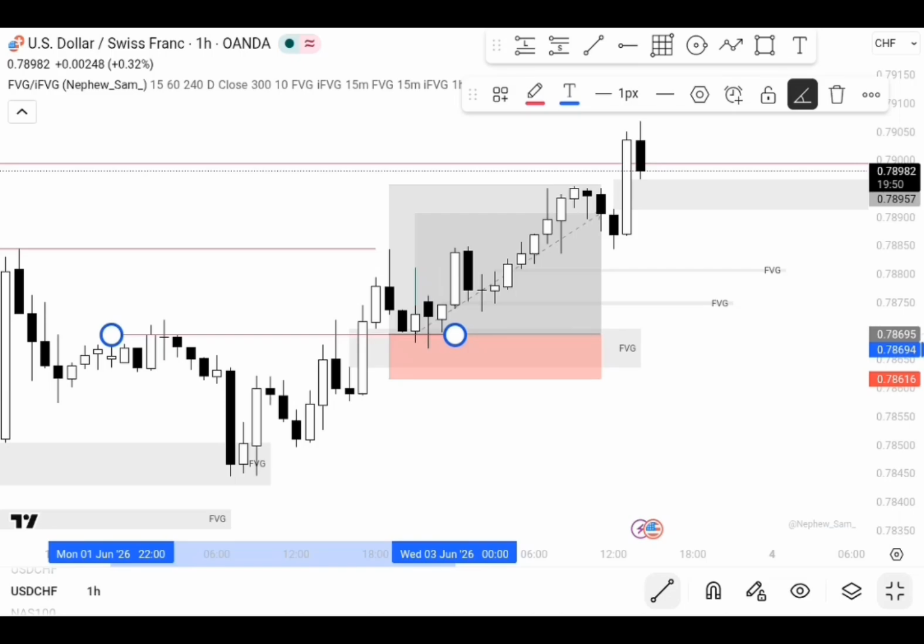Immediately the market cleared that liquidity. That was all we needed. That was our entry trigger, right? Then we just place our buys and target the drawn liquidity.